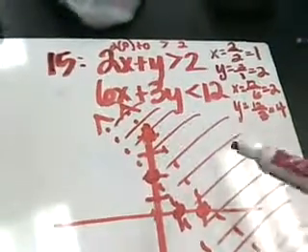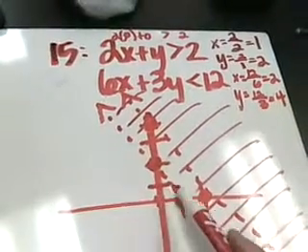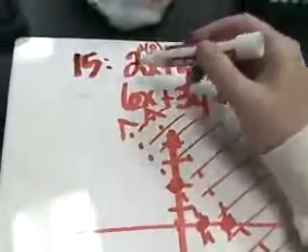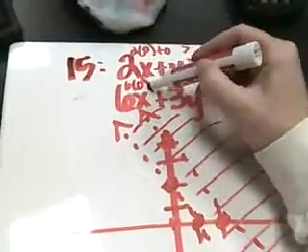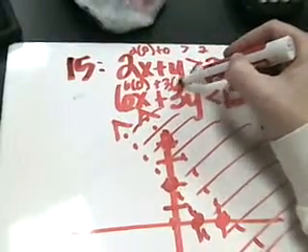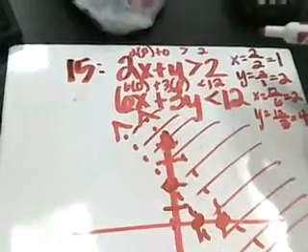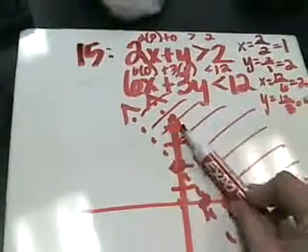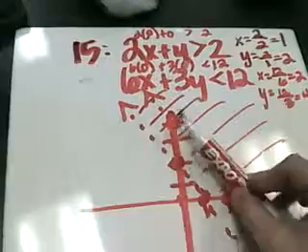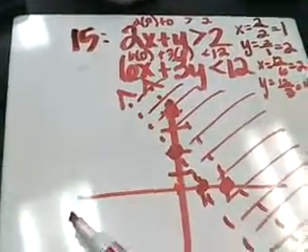Now we need to check shading. We can use 0, 0 because he's not on my line. Is 6 times 0 plus 3 times 0 less than 12? 6 times 0 is 0. 3 times 0 is 0. Is 0 plus 0 less than 12? Yes, it is. That means this works. Here's my line, and I'm going to shade towards that 0, 0 because he worked.